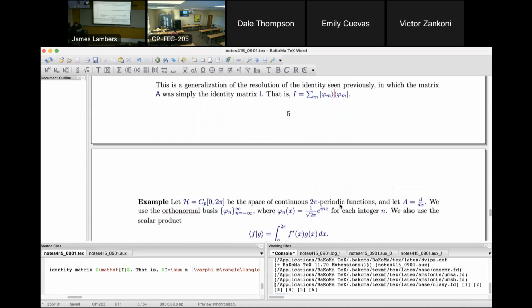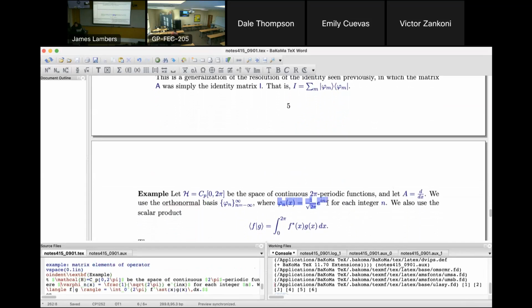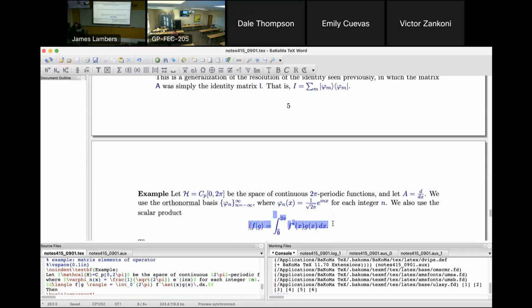Continuous 2 pi periodic functions. A is a first derivative operator this time. And here's an orthonormal basis for my Hilbert space: e to the i n x, and the factor of 1 over square root of 2 pi is used to normalize them. In other words, make them orthonormal, not just orthogonal. Same scalar product as before.